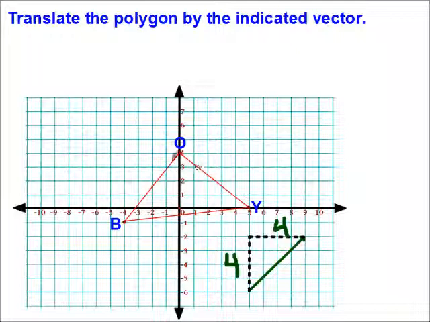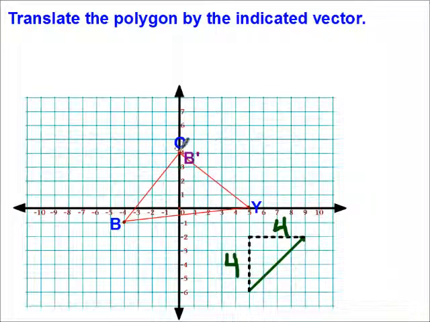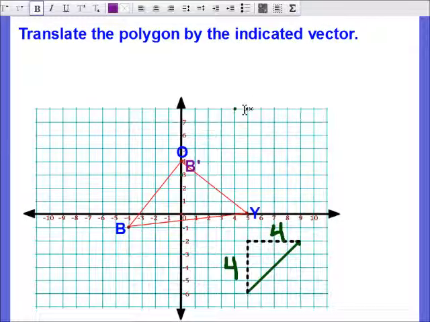because remember my original is the pre-image. So starting at B, I go up 1, 2, 3, 4, to the right 1, 2, 3, 4, place the point, and then you want to make sure you label it as the image, so it's going to become B prime. Remember that little apostrophe is your prime symbol. Okay, next one is O, so I go up 1, 2, 3, 4, to the right 1, 2, 3, 4, it's like a dance, and then this will give me O prime.